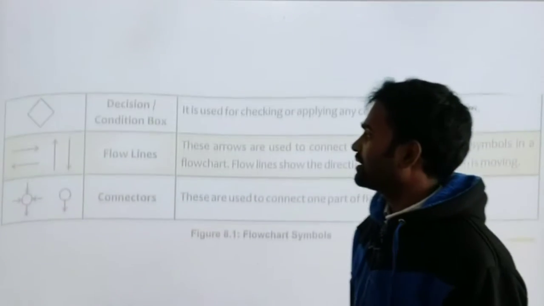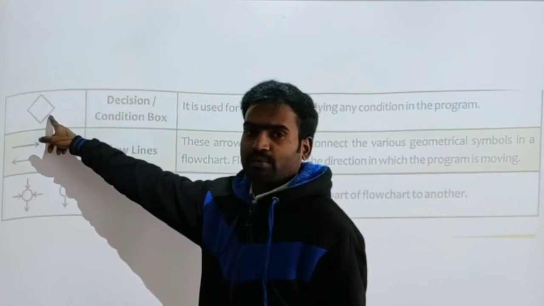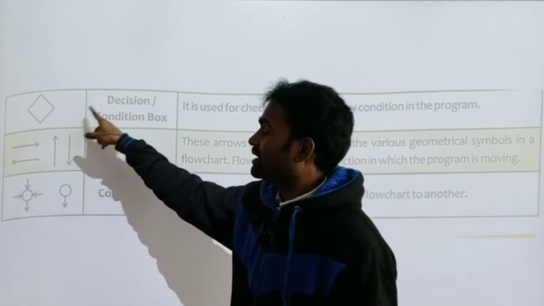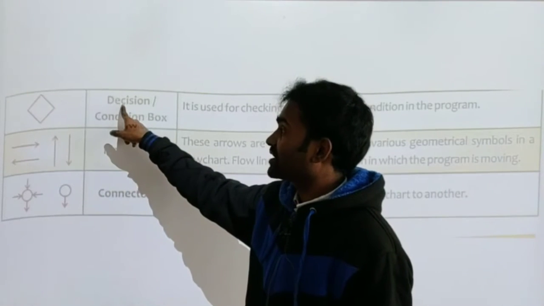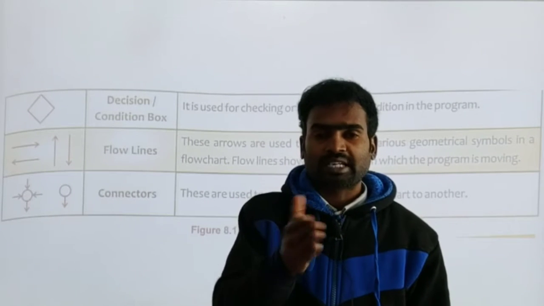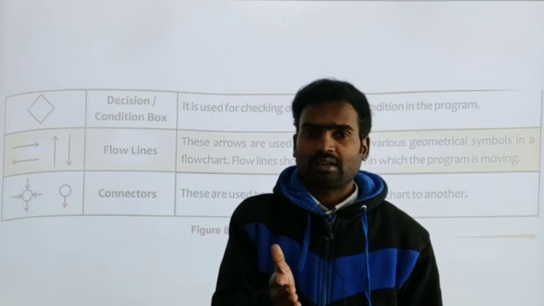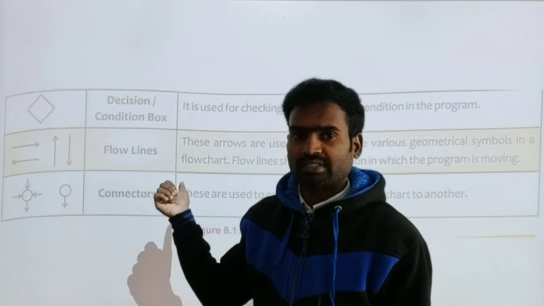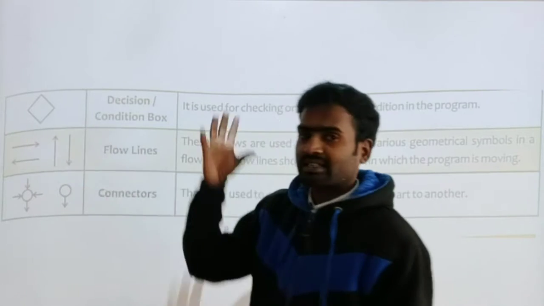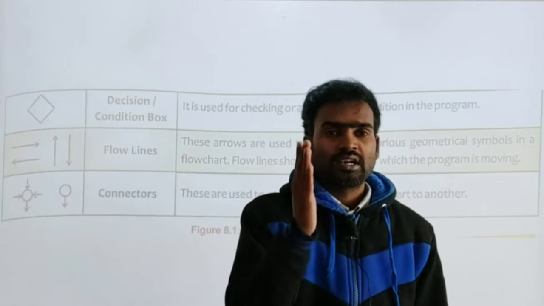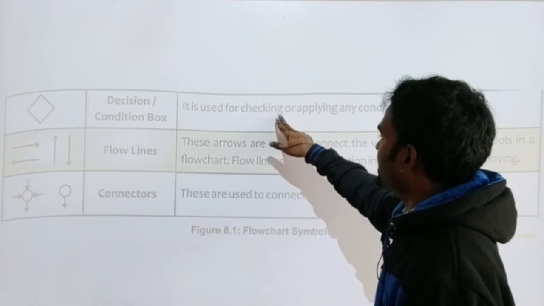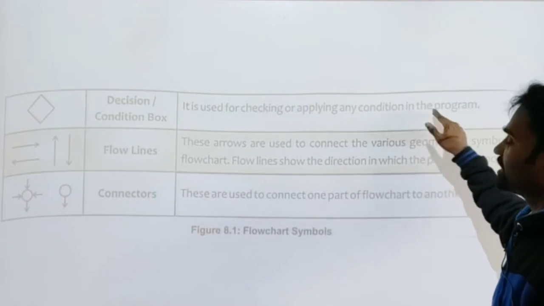And the next one is very important, dear children. All these diagrams are very important, and among these, we use this one for the decision and condition box. Whenever we make some decisions, I mean conditions, we use it. I will show you an example. If there is any condition in the programming, we use that diagram. It is used for checking or applying any conditions in the program.